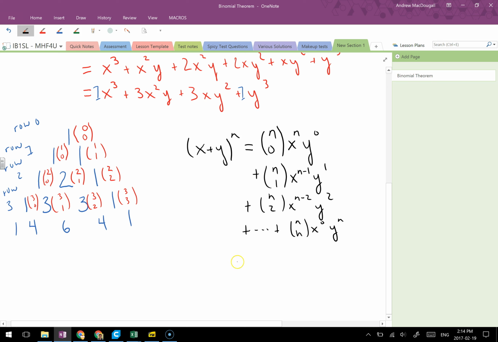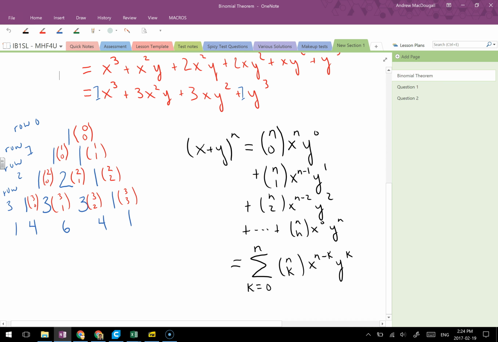And if you prefer sigma notation, which we learned in class, that can be expressed like this. I wouldn't get too hung up on this notation, but it is a more compact form of expressing the binomial theorem.